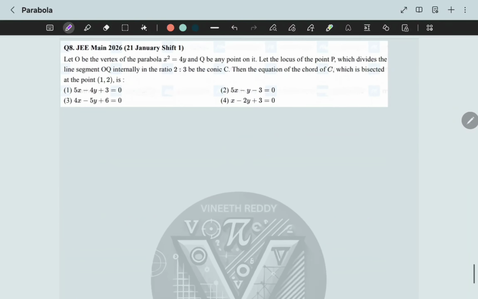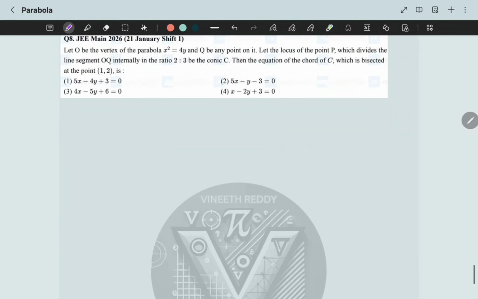Now let us go to the next question, dear students. Next question says, let O be the vertex of the parabola. Fine. Q be any point on it. Okay. Any point means parametric point. Let the locus of the point P, which divides the line segment OQ internally in the ratio 2:3 be the conic C. Then the equation of the chord of C, which is bisected at the point (1, 2).